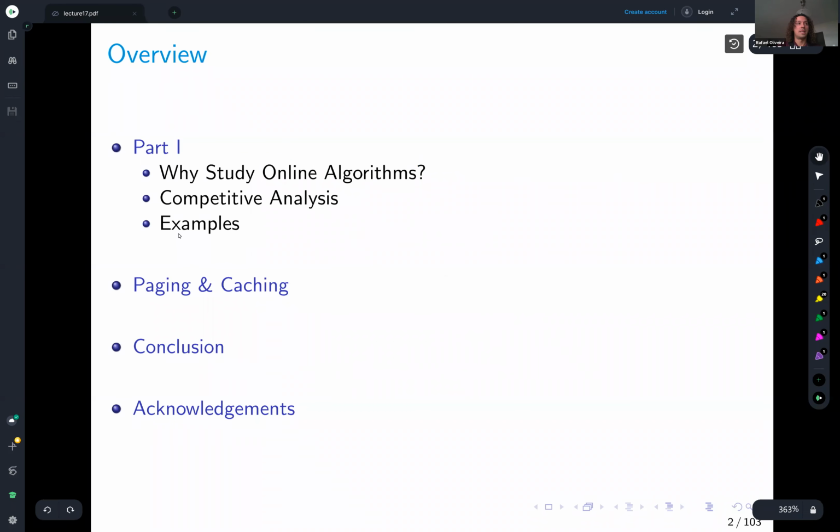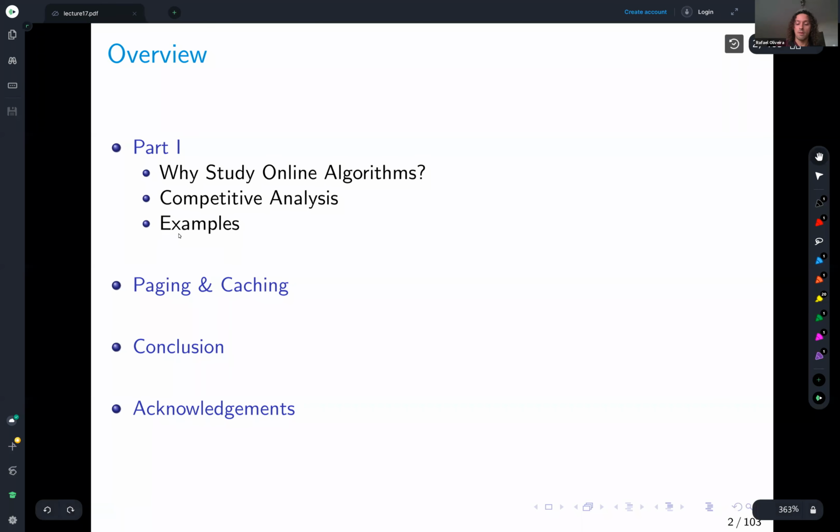The lecture is divided into two big parts. In the first part, as usual, we're going to ask the question, why should we study online algorithms and what are online algorithms? We're also going to learn how one should analyze online algorithms, because it's a different setting, so this requires different metrics to analyze how good your algorithms will be. Then we're going to see some basic examples. In the second part of the lecture, we're going to see the example of paging and caching, which is a pretty good instance of where online algorithms show up in practice.